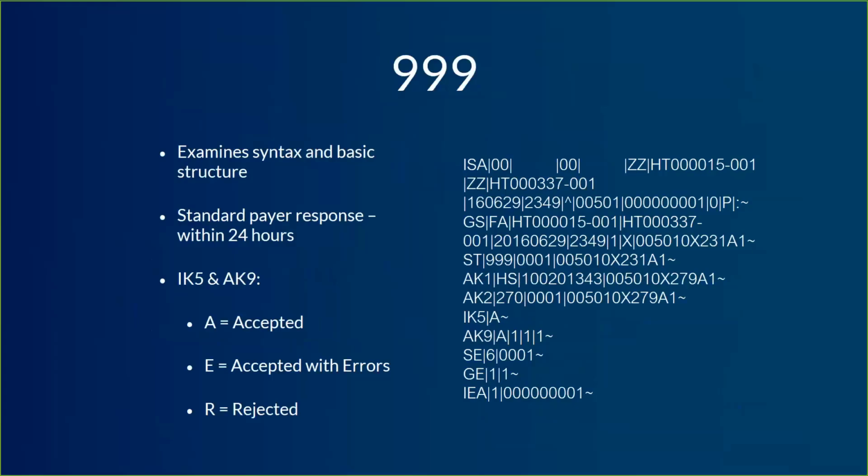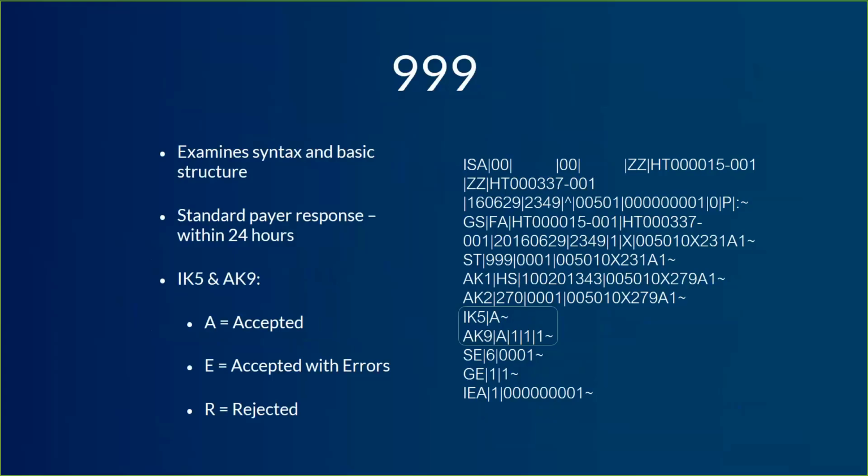Inside the 999, the place we're going to focus on today is mostly the IK5 and AK9, and I'll put a box around it right here. So this is the area that identifies the status at the 999 level. So the most common letters you're going to see here, and if you look at the example, the letter is going to be in the IK501, that first position, and the AK901. And that letter is probably going to be an A for accepted, E for accepted with errors, or R for rejected. There are a couple of other letters that are possible, but these three are by far the most common.